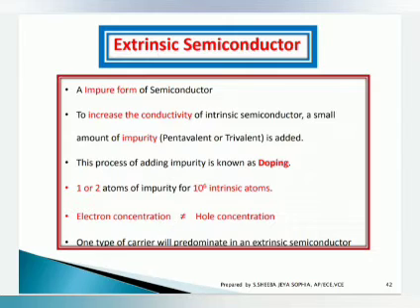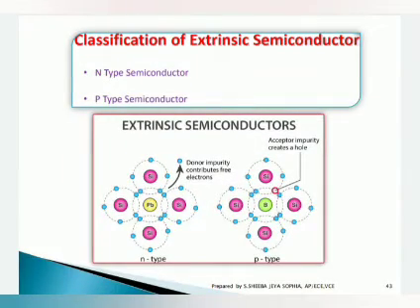1 or 2 atoms of impurities for 10 power 6 intrinsic atoms. This is the ratio of mixing in doping. And since we dope the semiconductor, here electron concentration will not be equal to the hole concentration. And one carrier will predominate in an extrinsic semiconductor. So extrinsic semiconductors are of two categories, N-type and P-type semiconductors.